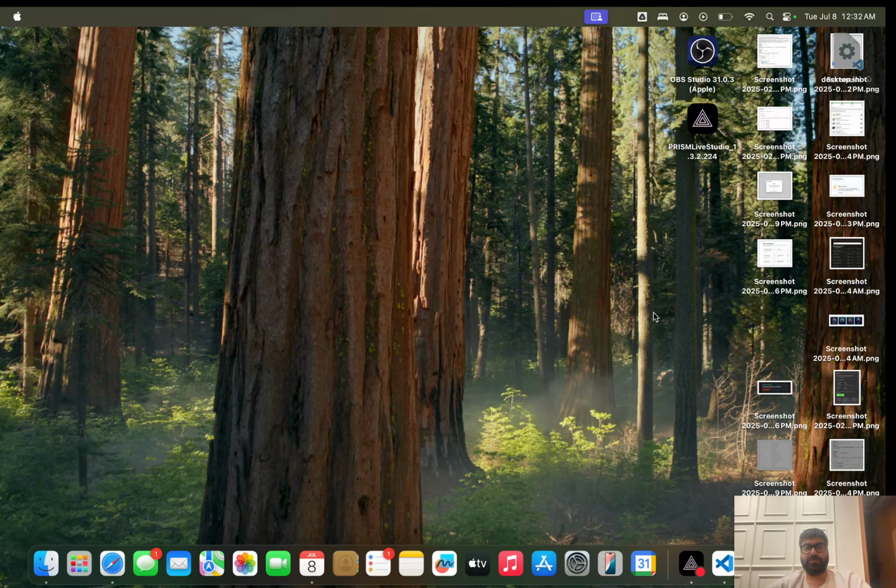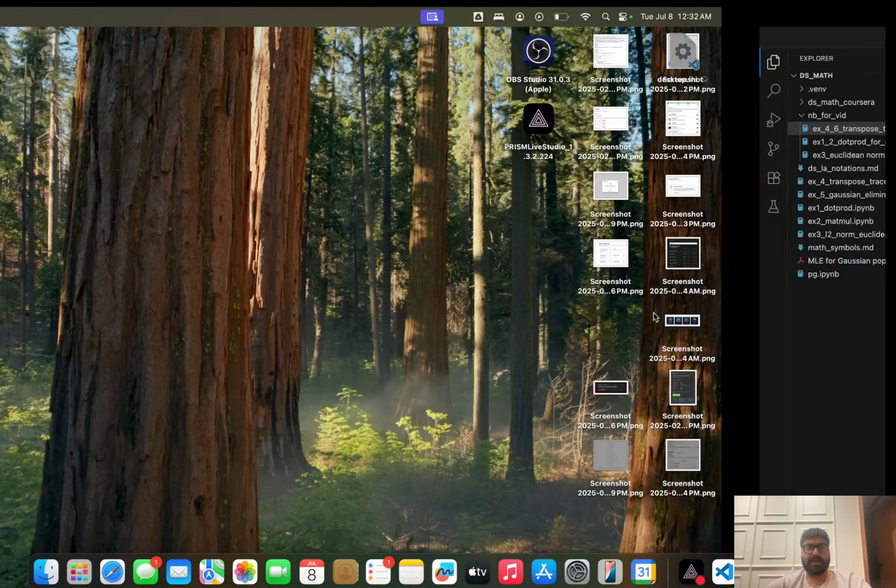I'm not going to be showcasing my tabs because they get messy and it's really not a good reflection of how I am when I'm actually doing it. So yeah, let's get into it.